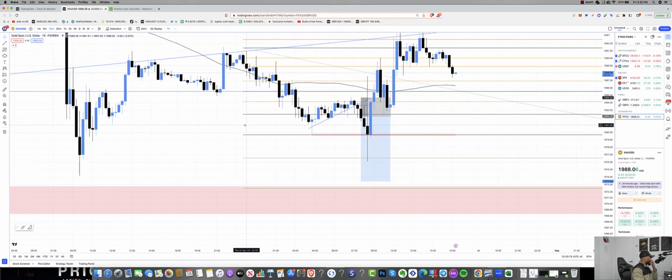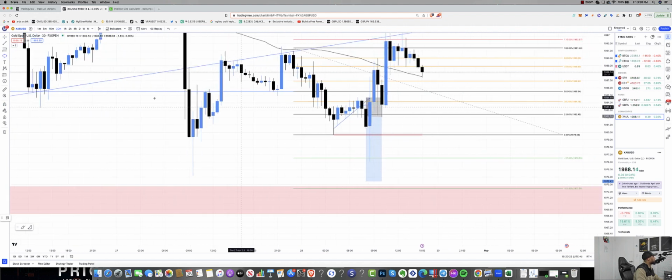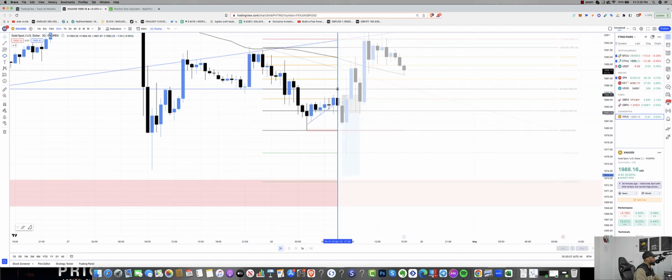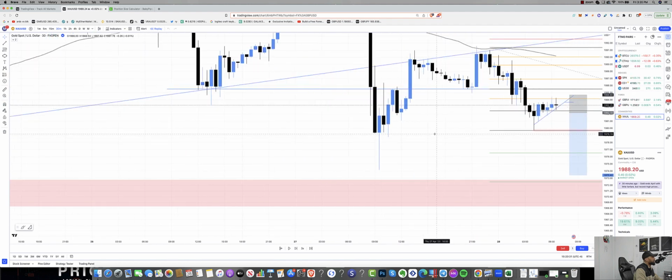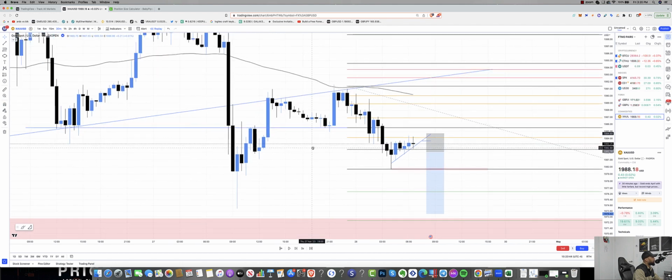So what I did was I got my fibs. Let me actually just put the replay bar and show you where the price was at the time. So we can see here we've broken the trend line. We got the MA pointing down, and price action is also underneath the moving average.